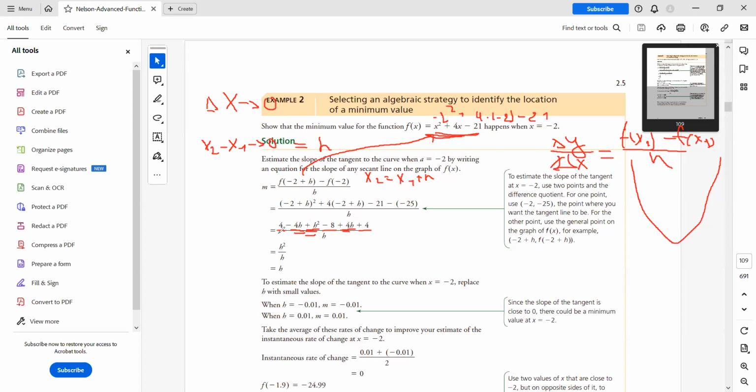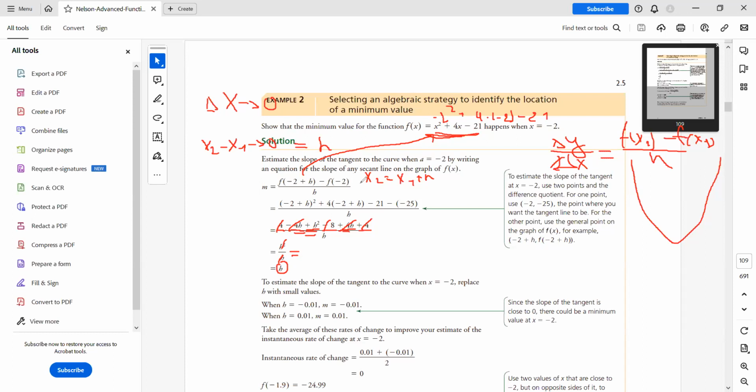So after simplifying, 4 plus 4 is 8 minus 8 is 0, minus 4h plus 4h is 0, so all we are left with is h squared over h. Now, at this stage, we can factor h out, and the answer is h, right? This is our answer for the average rate of change, or approximation of the instantaneous rate of change.